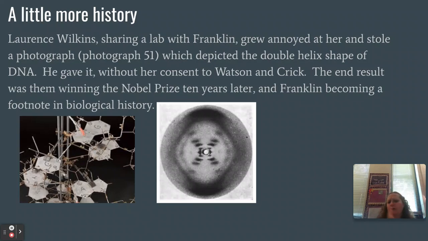They kind of came out later, and particularly Watson said some pretty horrible things about Rosalind Franklin: that she didn't understand her own research, that she would never have come to that conclusion, and therefore they had the right to that photograph, despite the fact that what they did was completely unethical. So Rosalind Franklin does not win the Nobel Prize. Watson, Crick, and Lawrence Wilkins do about 10 years later.